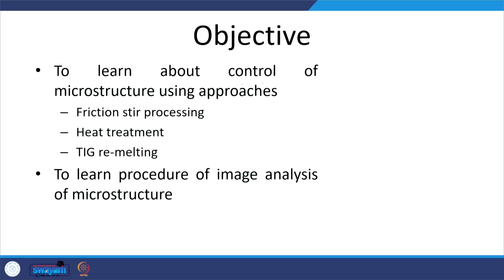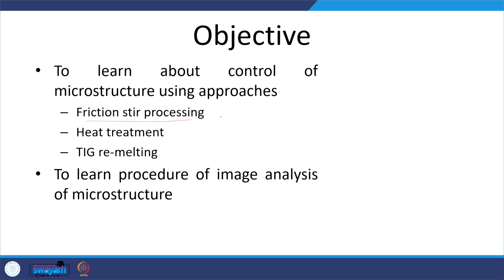In this particular presentation, I will be talking about three different methods of controlling the microstructure in order to realize the desired mechanical properties and other characteristics. These methods include heat treatment, TIG remelting and friction stir processing, and thereafter we will try to see how image analysis can be useful in assessing the suitability, feasibility and effectiveness of these methods to control the microstructure.